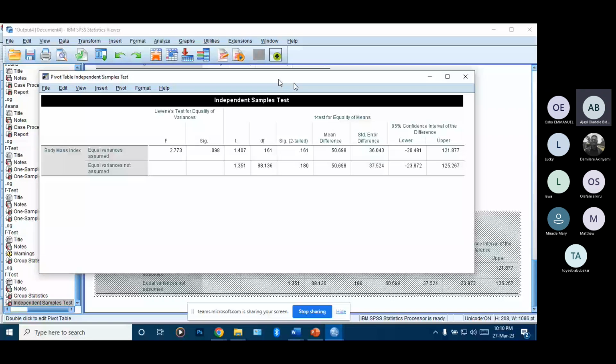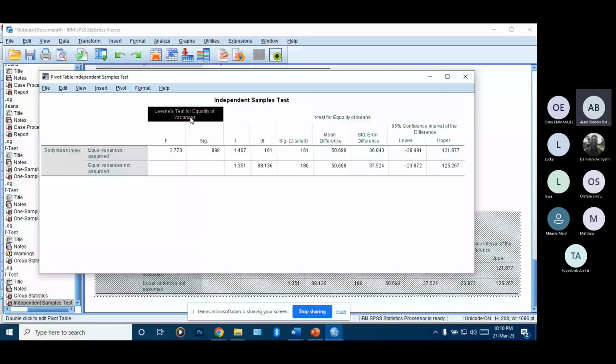The reason why SPSS gave us the output for Levene's test is because one of the major assumptions that shouldn't be violated when you are running this test is the homogeneity of variances. Sigma square 1 must be equal to sigma square 2. The variances must be equal for the two groups. If the variances are not equal, you don't use the independent t-test, you use another test.